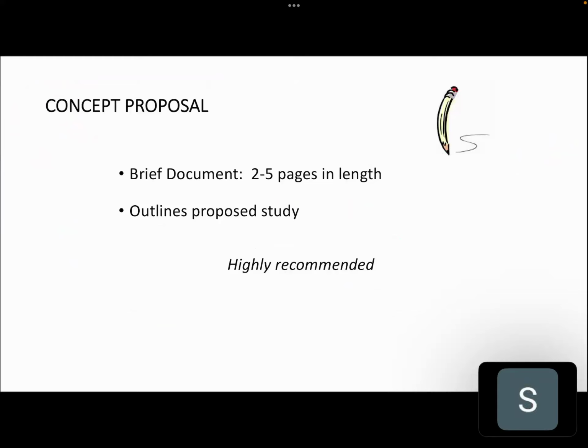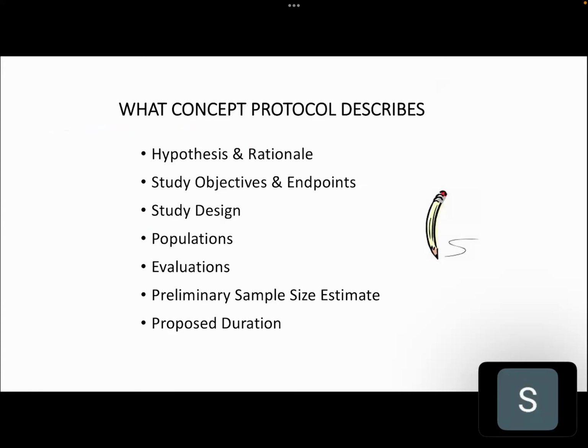Now, you don't start directly writing a protocol. That's a big no. We don't do this. What we do is we work on a proposal. We write the first 2 to 5 pages. We outline the proposal. This is highly recommended. What are the different things we talk about in this? A little about hypothesis, goal of the study, design, population. What are the tests? Evaluation means tests. Sample size, approximate duration.